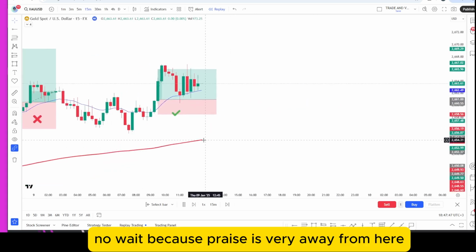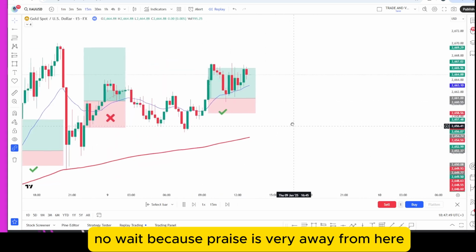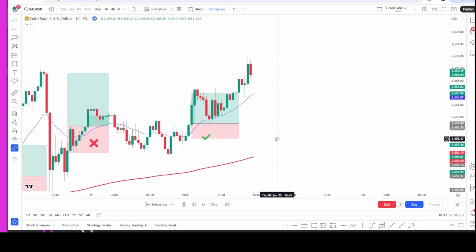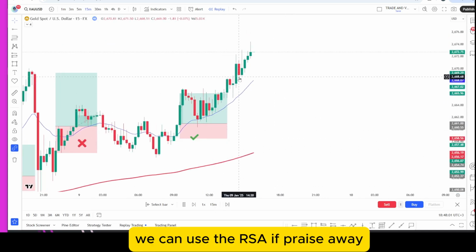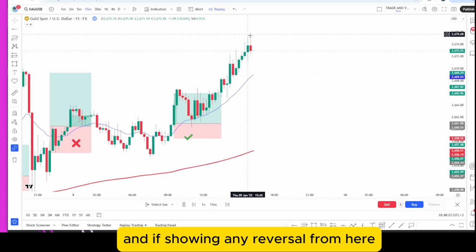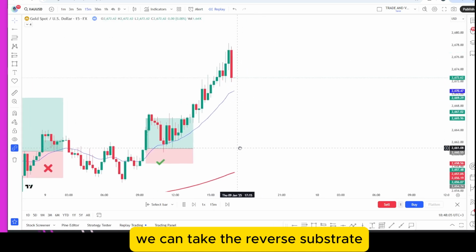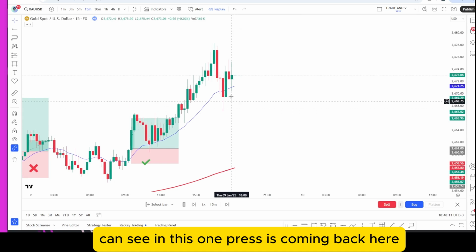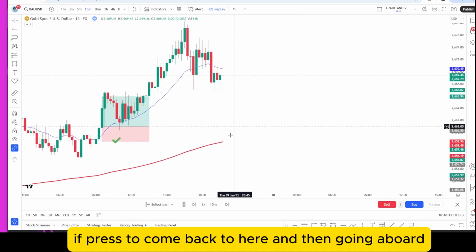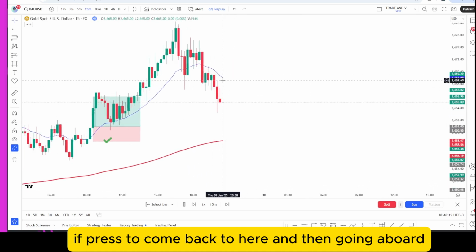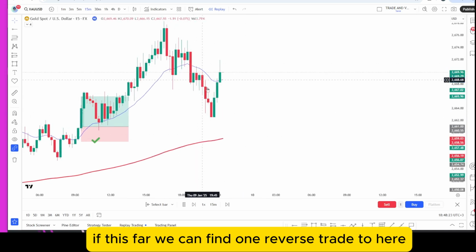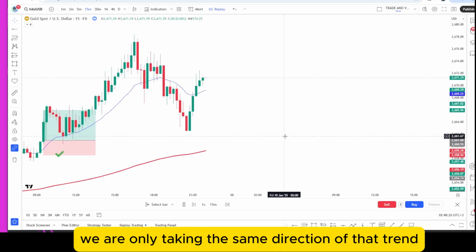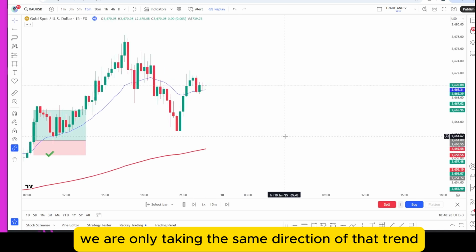Now wait, because price is very far from here. Earlier we showed that one, the RSI. In this kind of scenario, we can use the RSI if price is far away, and if it shows any reversal from here, we can take the reversal trade. You can see price is coming back here. If price comes back to here and then goes above, we can take the trade. From here, if it is far, we can plan one reverse trade to here, but now we are only taking the same direction as the trend.